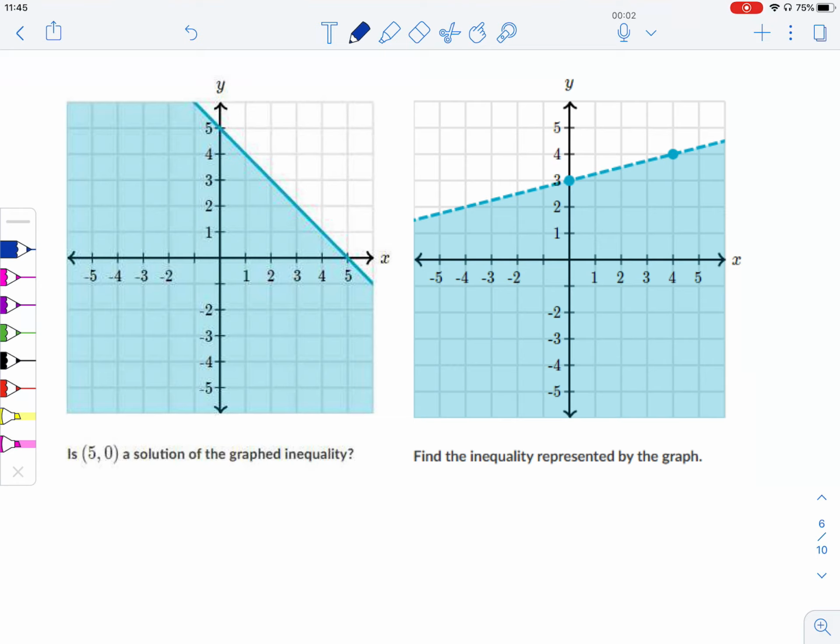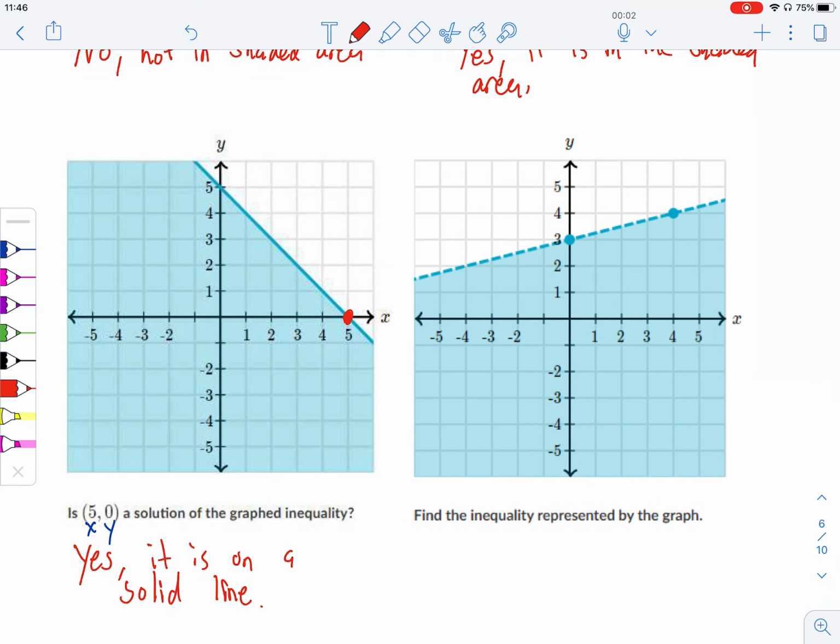So is (5, 0), x, y. So here's (5, 0) on our lines. Is that a solution? This one is a solid line, so it includes our line. So it is a solution. So yes, it is on a solid line. If it was a dashed line, it would not be a solution because it's not including the line.